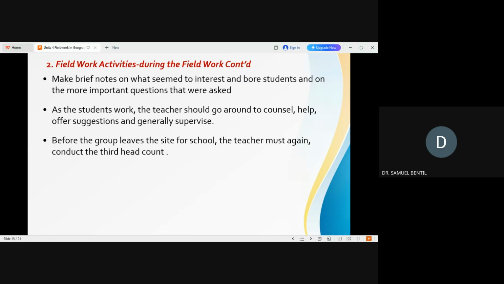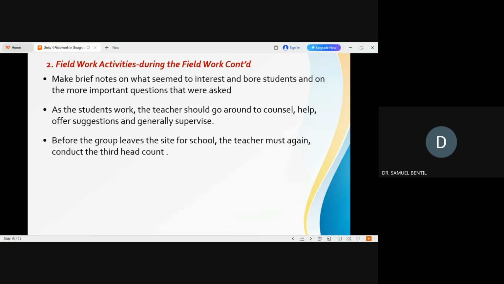Some teachers will be standing and manipulating their phones as if they are not interested in what is happening. You must go around, check, monitor, support, guide, and ensure that the groups are doing the right thing. And before the groups leave the site for school, the teacher must again conduct the third head count.